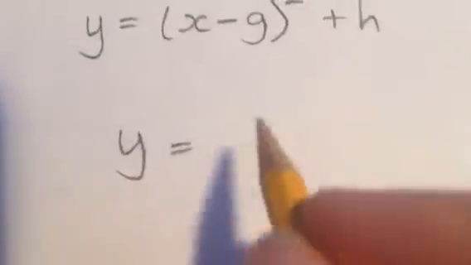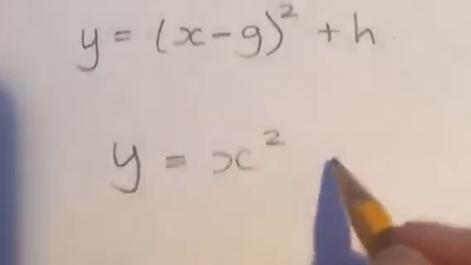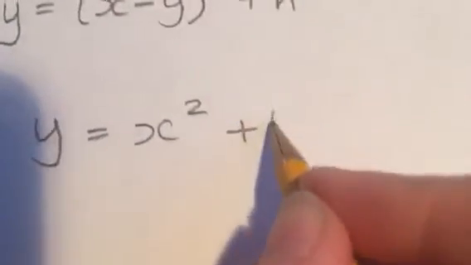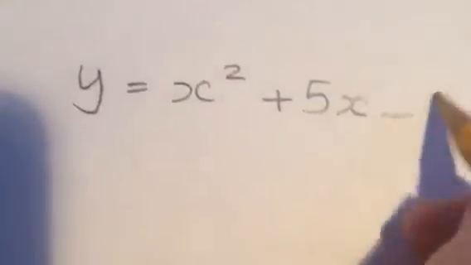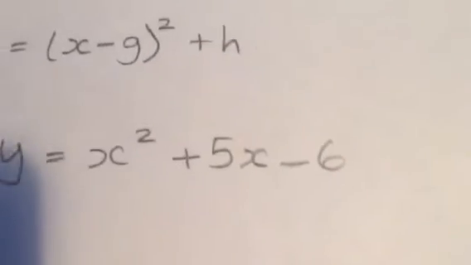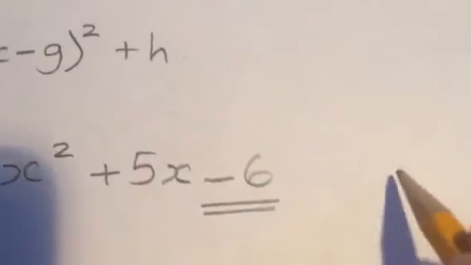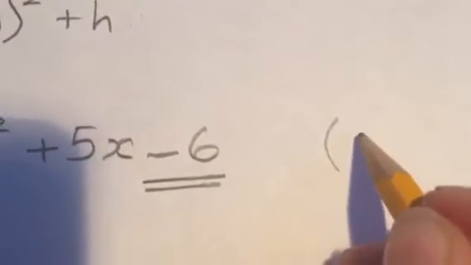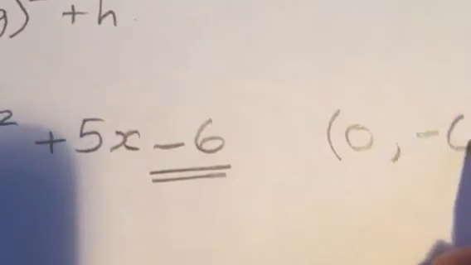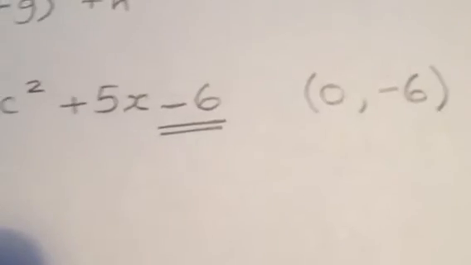Let's look first of all then at a graph with particular values, such as y equals x squared plus 5x minus 6. So the first point we can record is looking at this point here, so we know that it cuts the graph at x is 0 and y is minus 6.